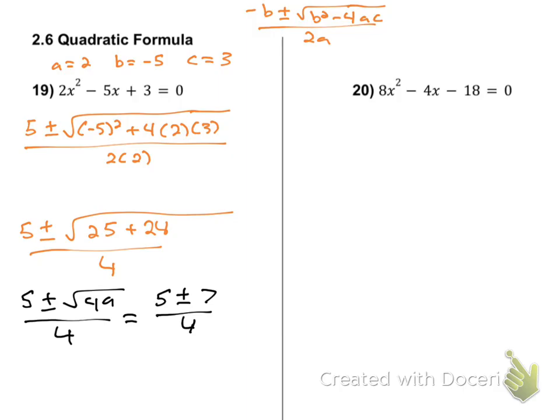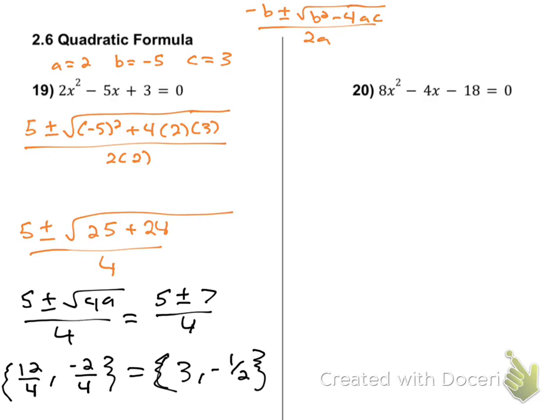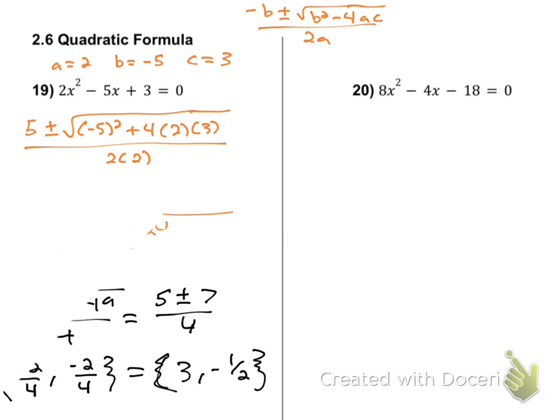So we'll have 5 plus 7 gives me 12 over 4. 5 minus 7 gives me -2 over 4. So that answer will be 3 and -1/2. So that is a mistake. That should be -4ac.